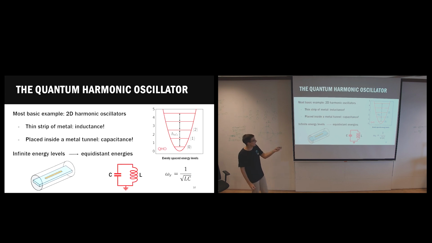So this is nice. We can fabricate this, cool it down, but we cannot use it as a qubit because it has infinite energy levels, but all of them are separated by the same frequency. So this contradicts what Nini just explained, that we need two well-defined energy levels. This is not a qubit.